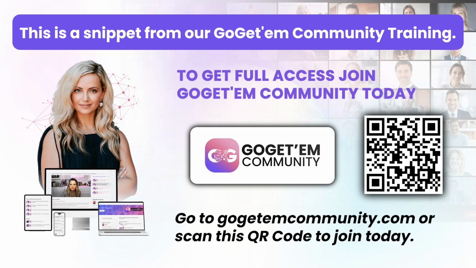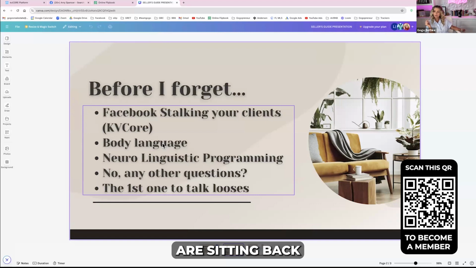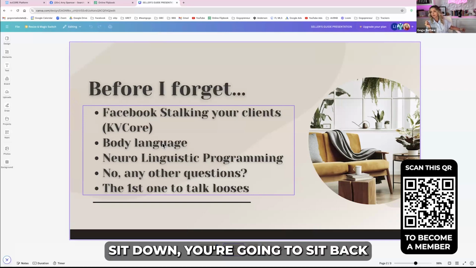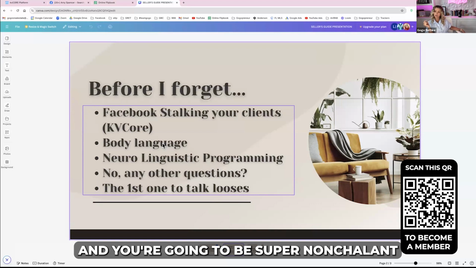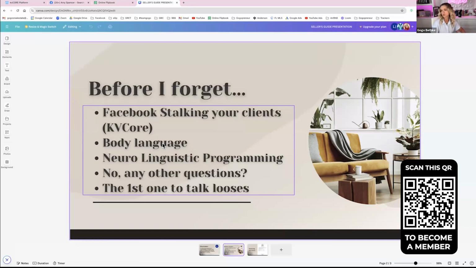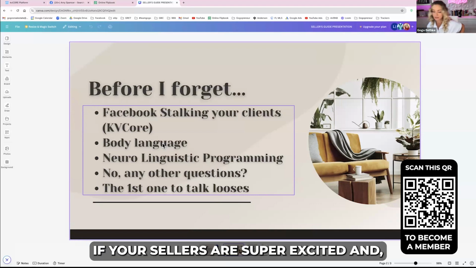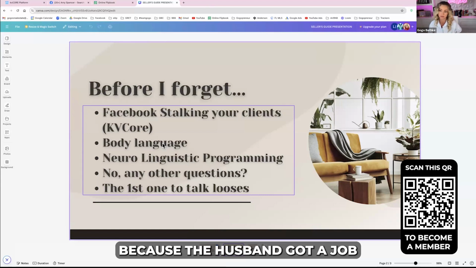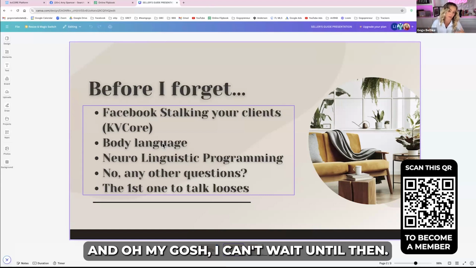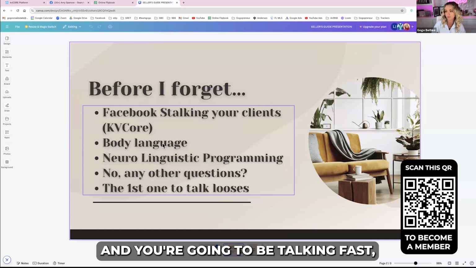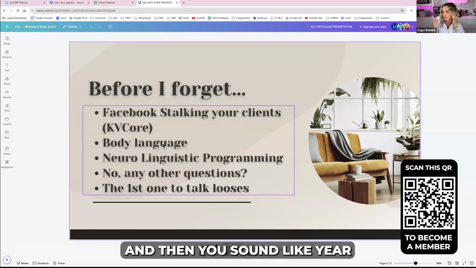Also, the other thing about body language that is super important: if your sellers are sitting back at the dining room table and they're super nonchalant about this listing, then you're going to sit back and be super nonchalant about this opportunity. If your sellers are super excited and say, oh my gosh, I can't wait, because they only have 2 days because her husband got a job, then you're going to be right in their face, talking fast, telling them how amazing you are and why they should use you, and then you sign right here because we only have 2 days.